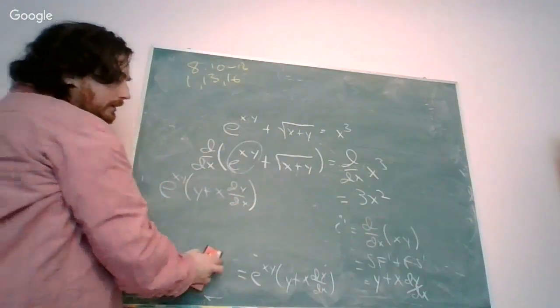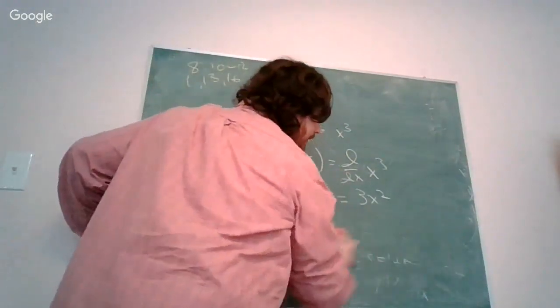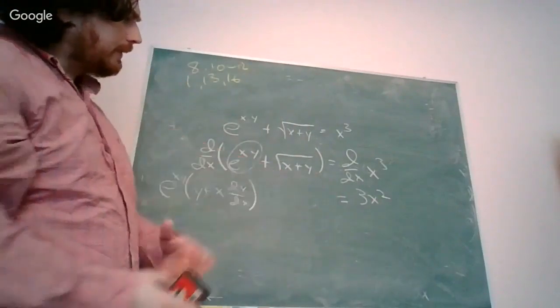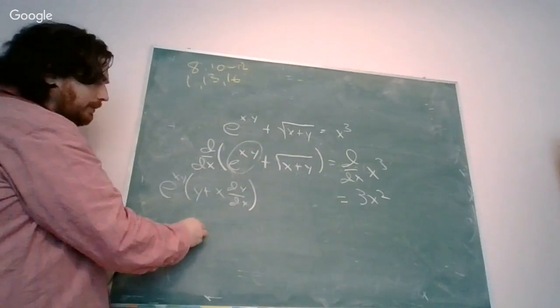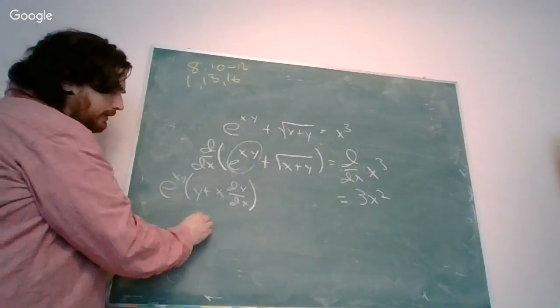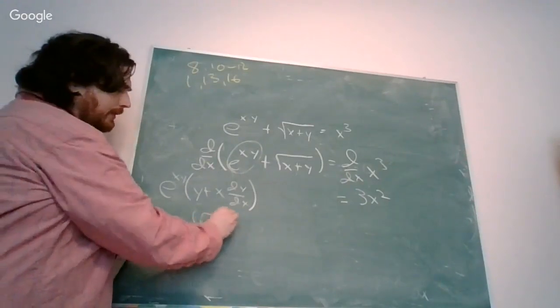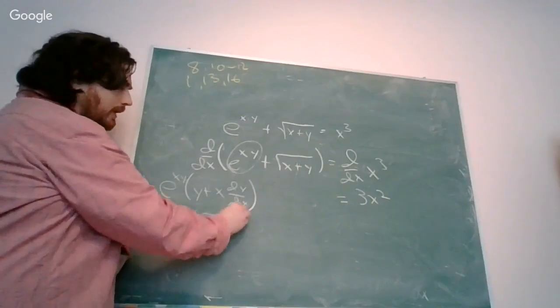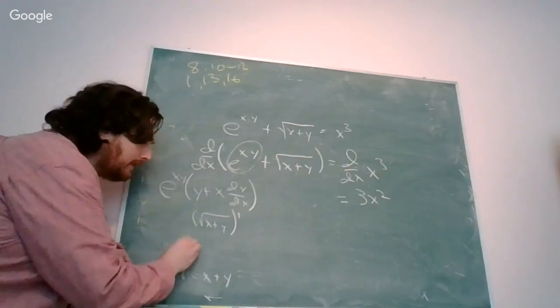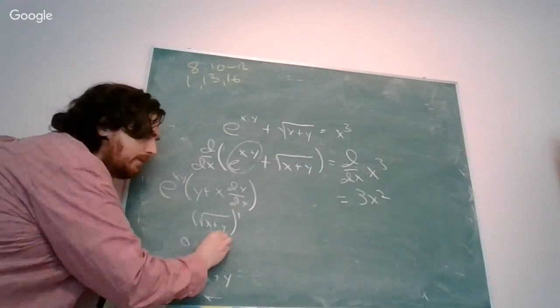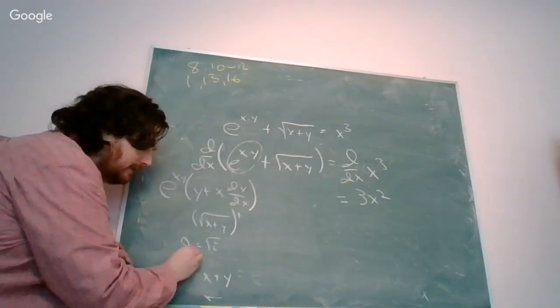Then I'm going to move on to the last part, and I'm going to say, what is the derivative of the square root of x plus y? If I want to find the square root of x plus y's derivative, what I'm going to notice there is that, again, that is a chain rule where my inside function is x plus y, and my outside function is the square root of I.